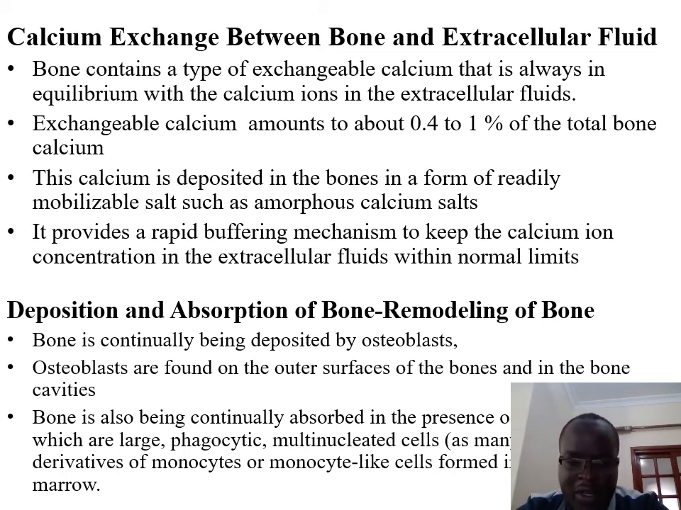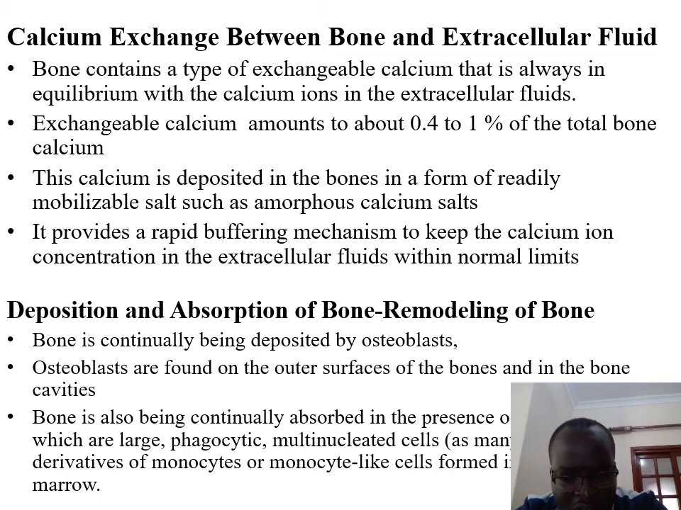Bone remodeling. Bone is continuously being deposited by the osteoblasts. The osteoblasts are found on the outer surface of the bones and in the bone cavities. Bone is also being continually absorbed, and bone absorption takes place by the osteoclasts. The osteoblasts are the ones that are depositing the bone.